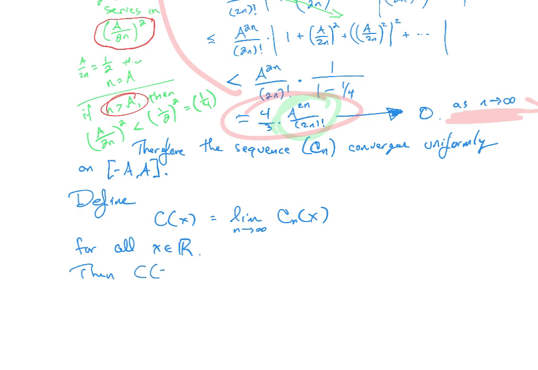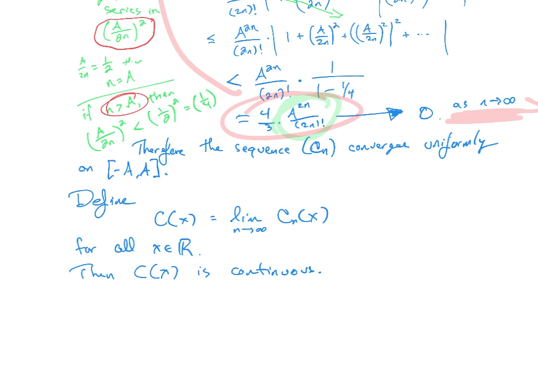I'll just write C of x is continuous. That follows from our observation that all the C's are continuous, and our theorem that if you have uniform convergence, then continuity carries over to your limit function.